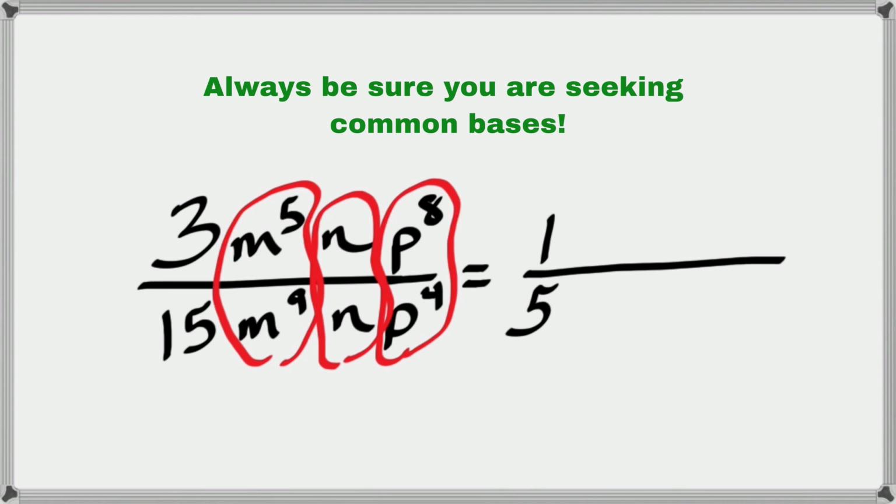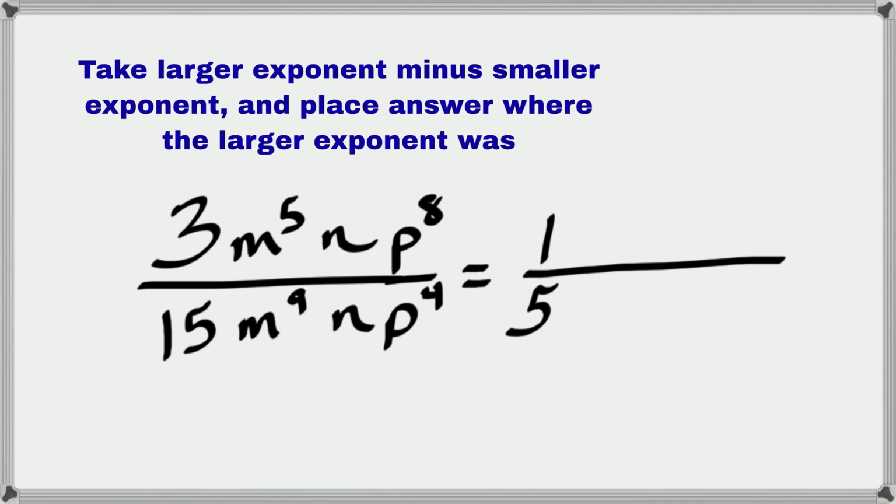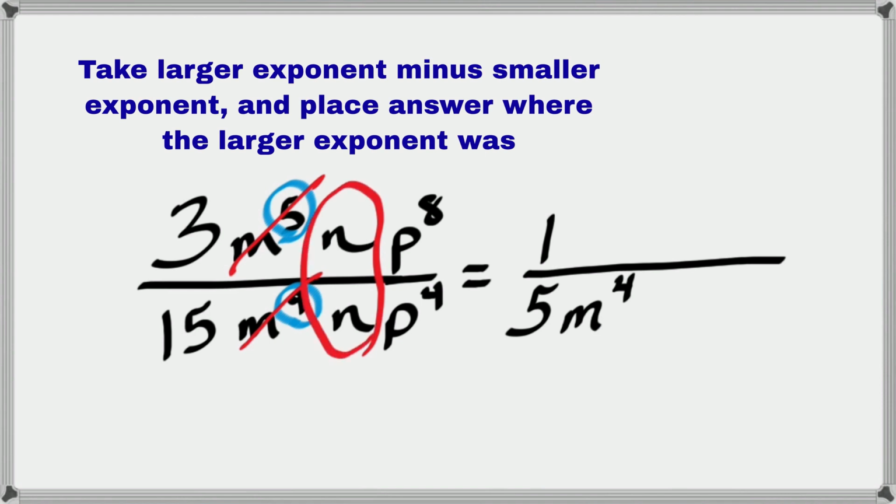I'm going to give you an easy way to do so: find my larger one minus my smaller one. 9 minus 5 is 4, and I'm going to place my base where my larger exponent is, because that's where the leftover is going to be. Once I handle that, I'm going to go on to my n's. When they cancel out, it doesn't become a 0. Remember that anything divided by itself is a 1. So we simply don't put anything.